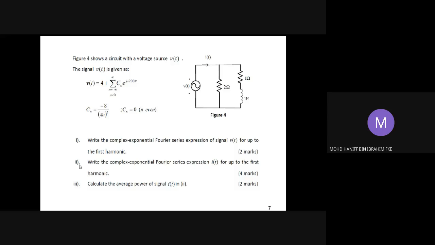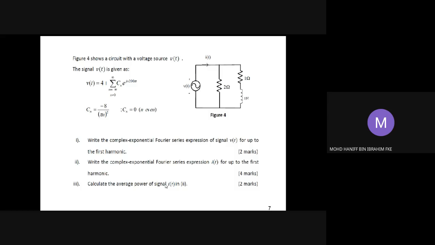Number 2, you need to write the complex exponential Fourier series expression for It, the current, up to the first harmonic. So to find the It, you need to solve the circuit problem here, in which the input is the Fourier series. Same as what we did in the previous example. And number 3, once you have the It, you can calculate the average power as requested by these questions.